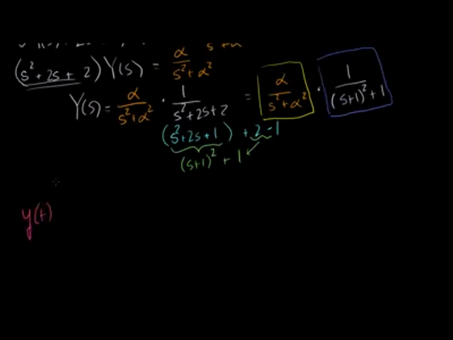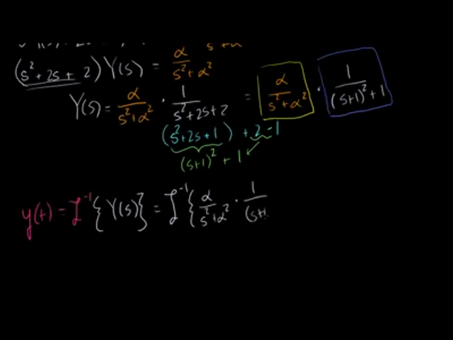So the inverse is equal to the inverse Laplace transform of, obviously, Y of s. Let me write that down. Y of s, which is equal to the inverse Laplace transform of these two things: the inverse Laplace transform of alpha over s squared plus alpha squared times 1 over (s plus 1) squared plus 1.